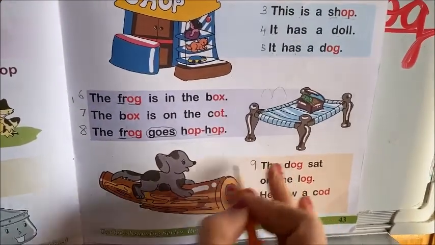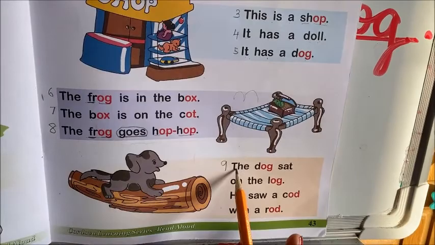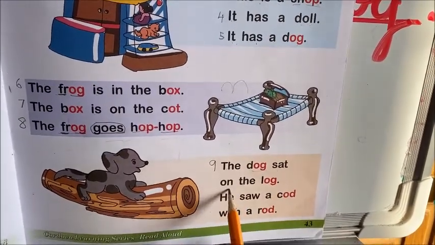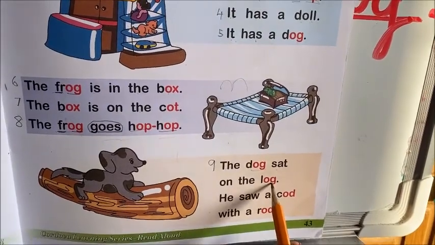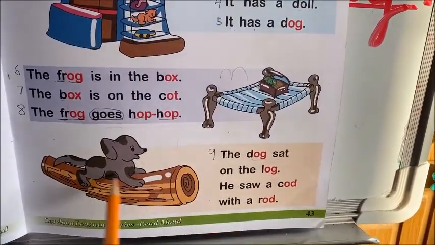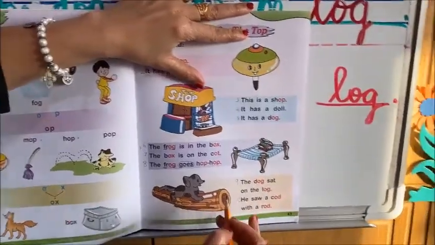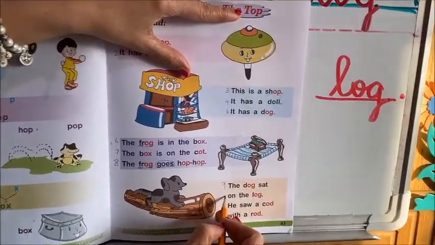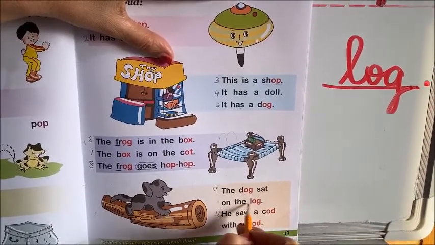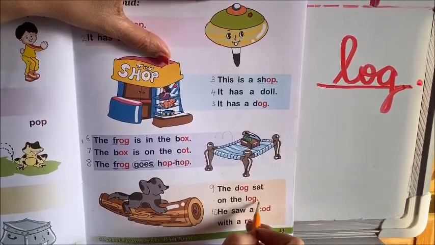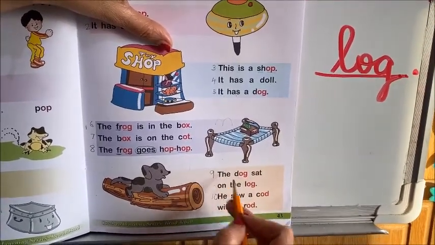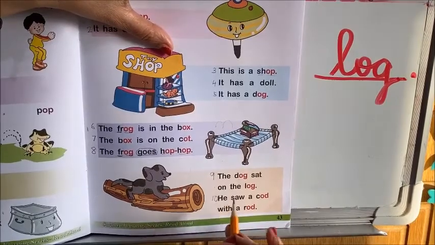Number nine. T-H-E, the dog sat on the log. Now this dog sat on the log. Children, this is not number 10. Since there is no place, the line is continued on the next line over here. Alright. So this full is number 9. So now we are going to number 10.